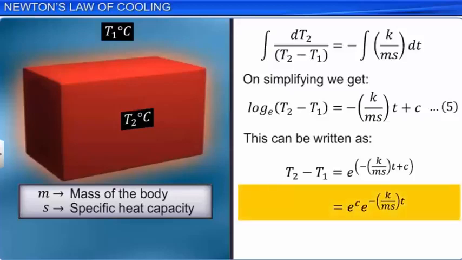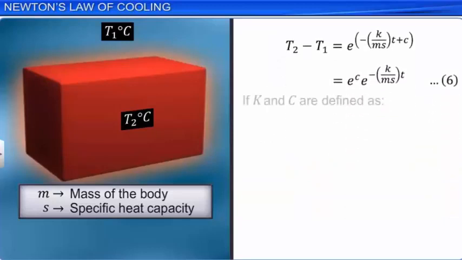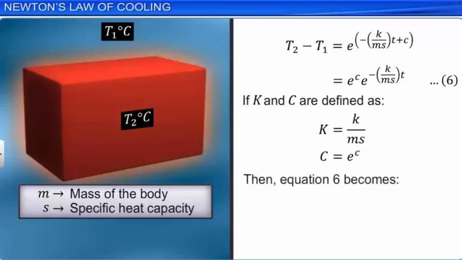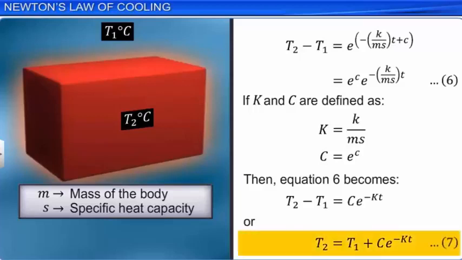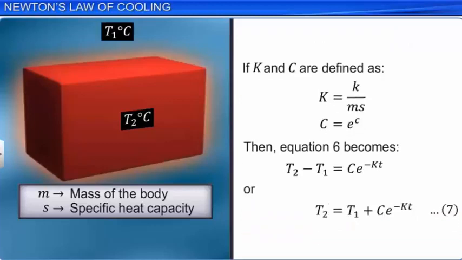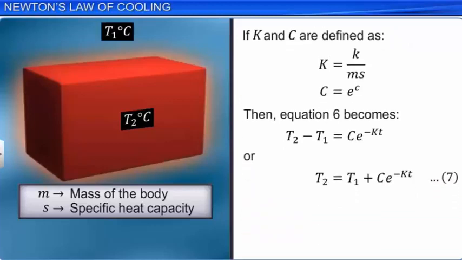If we define k equal to K by Ms and C equal to e raised to the power C, then equation 6 becomes T2 minus T1 is equal to C into e to the power minus kt, or T2 is equal to T1 plus C into e to the power minus kt. Let this be equation 7. This equation can be used to calculate the time taken for a body to cool through a particular range of temperature. The law is applicable to small temperature differences.